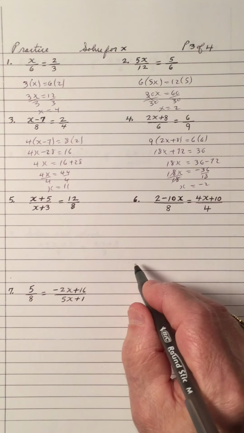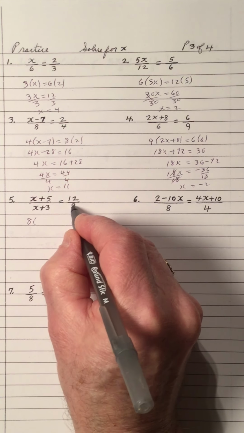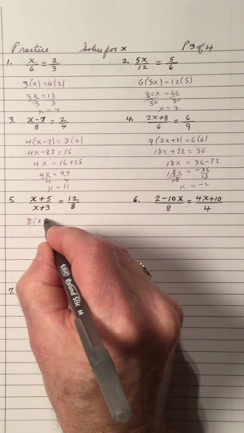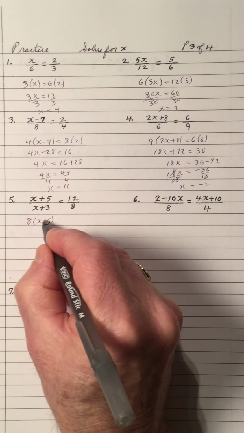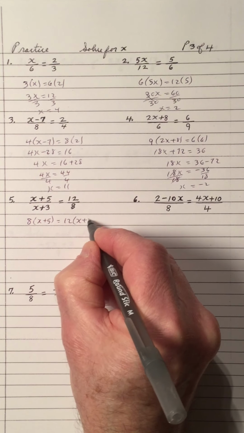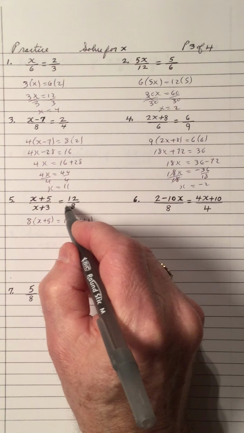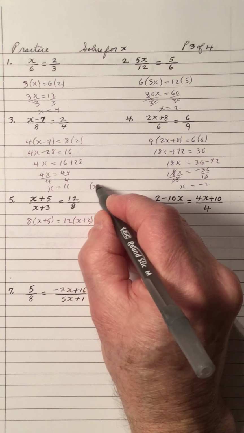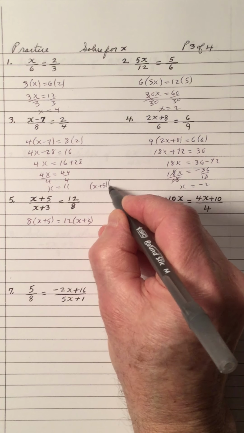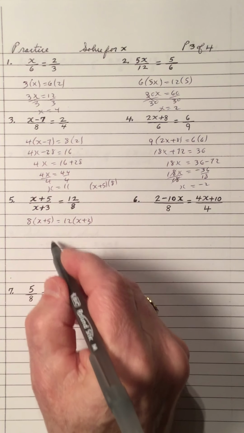There's the 1. Cross multiply again. 8 times x plus 5. I like to put the monomial in front of the binomial. 12 times x plus 3. I just like the monomial in front. You can have x plus 5 times 8 and put the 8 on the right side, but I prefer to put the 8 in the front.